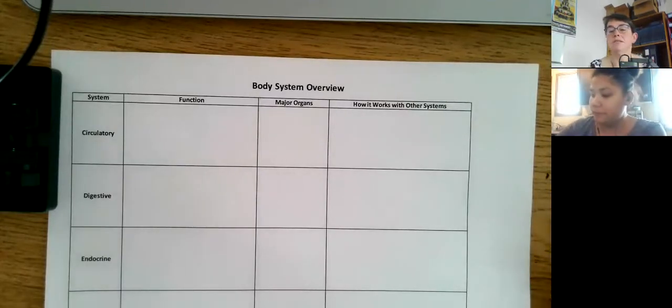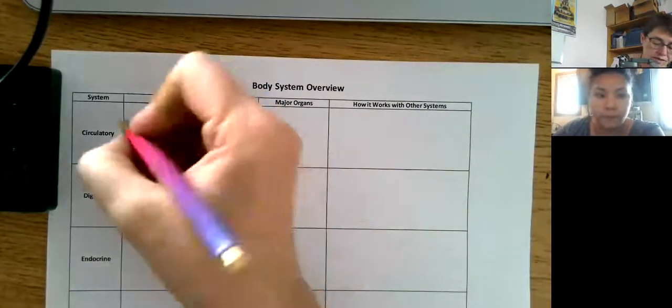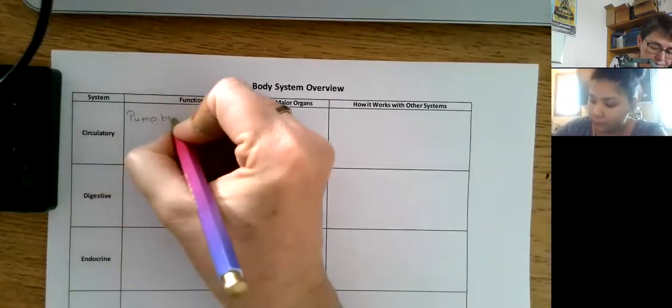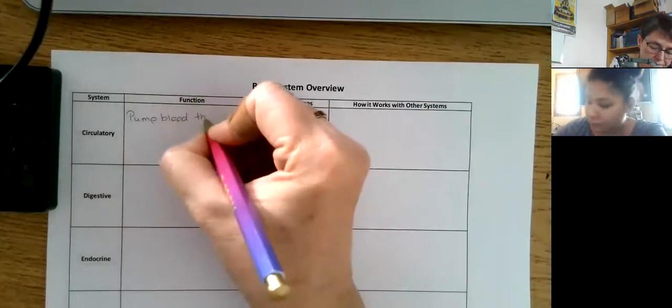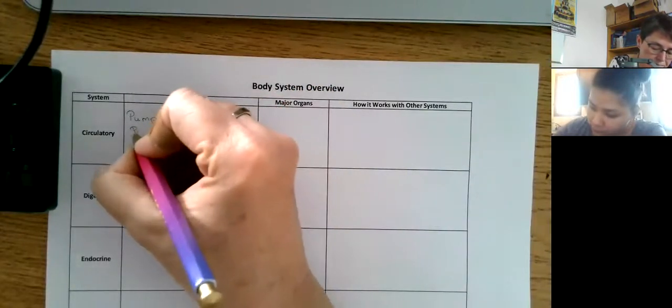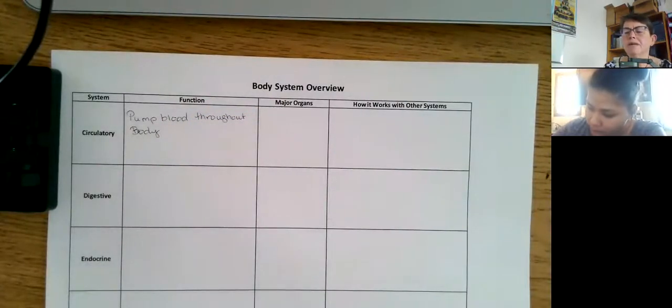We did the circulatory system together. There's stuff on Brightspace for it, and I can send that out to everybody because there's a PowerPoint and some guided notes there for it. But the main function of the circulatory system is to pump blood throughout the body. Mary Lynn, if you don't have this exact form, it doesn't matter. You can just put it on loose leaf, it's fine.